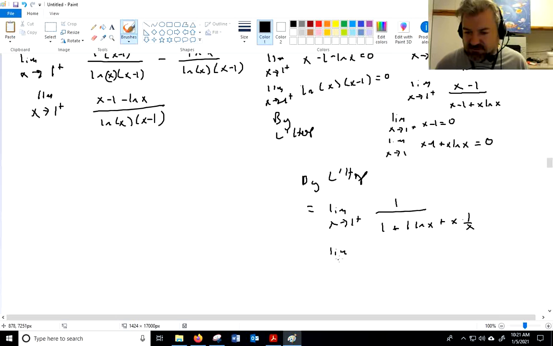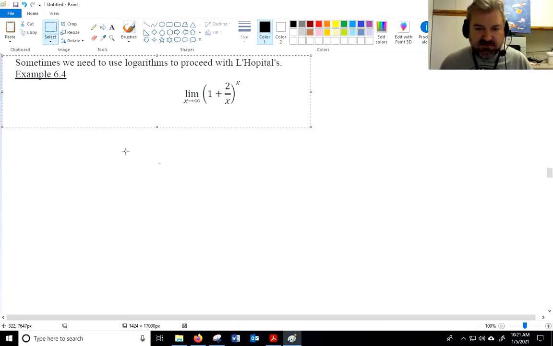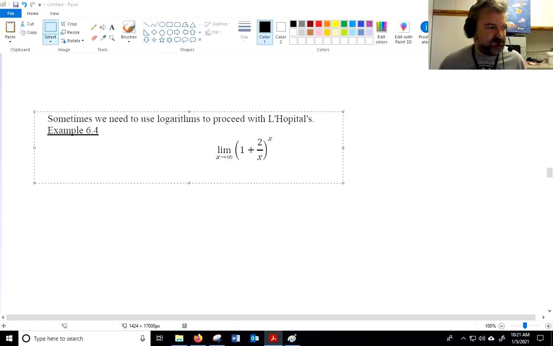And that simplifies down to just a 1. So this is the limit as x approaches 1 from the right of 1 over 1 plus the natural log of x plus 1. So that ends up giving me 1 over 1 plus 0 plus 1, which is 2, or 1/2. So we had to use L'Hopital's twice. We had to use some algebra to do that. Pretty exciting stuff. All right, let me try one more here.